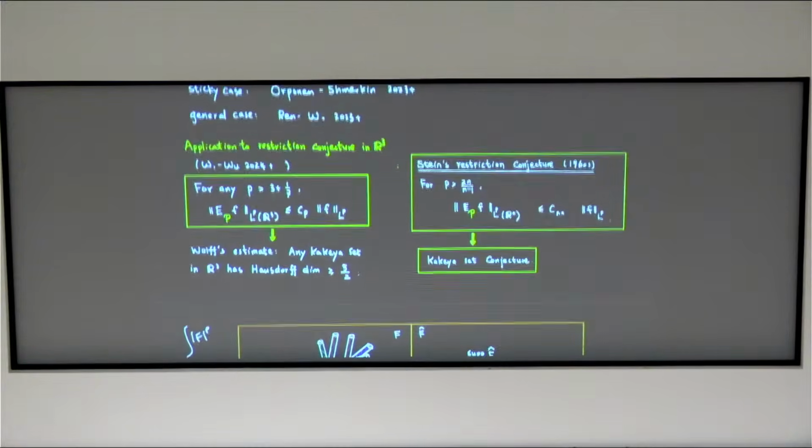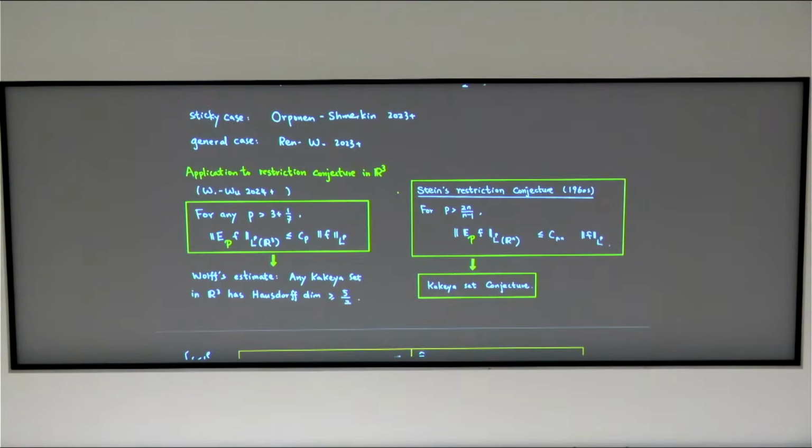So I hope I've convinced you that the two fields are closely related and development in one would help with the other and vice versa. I will stop here.